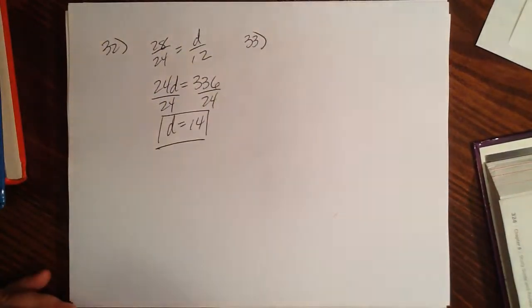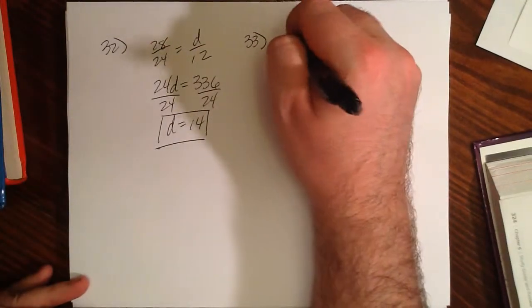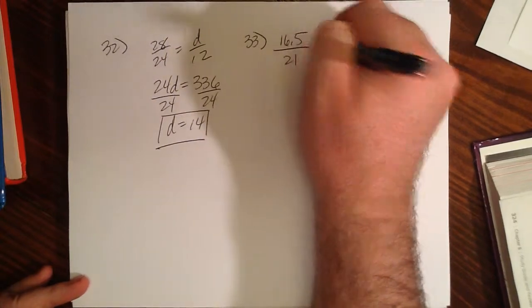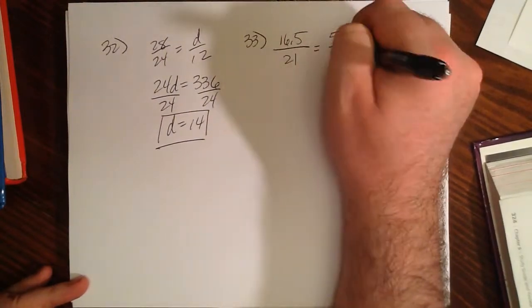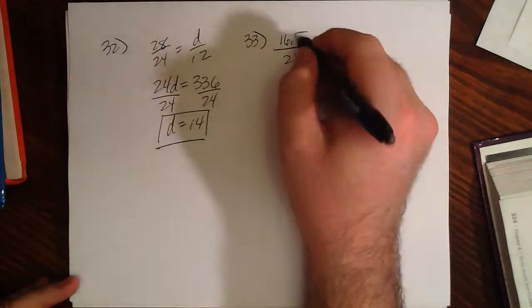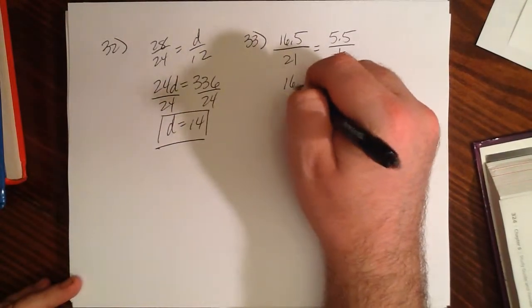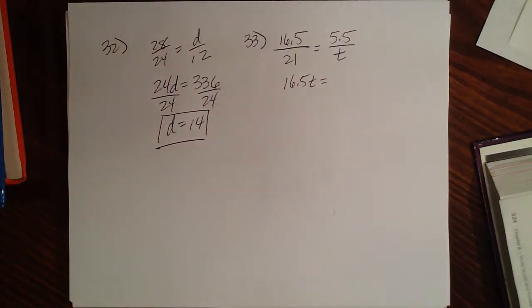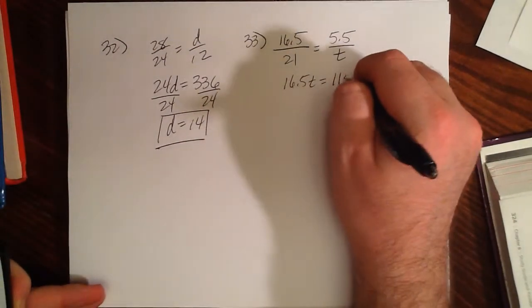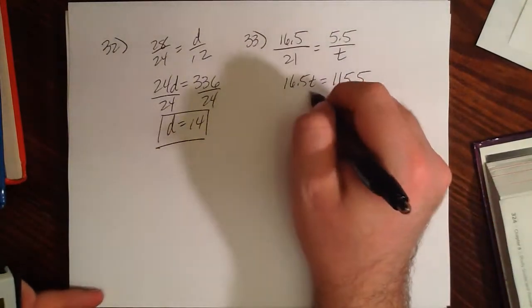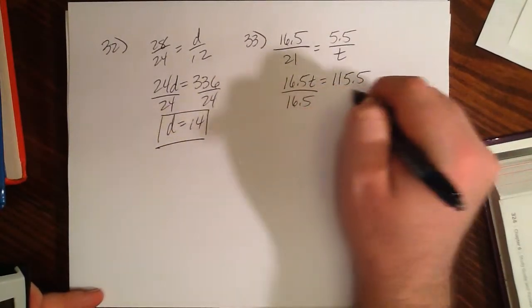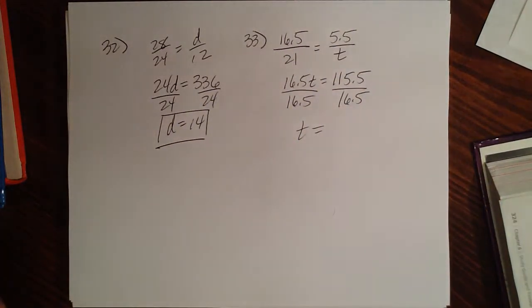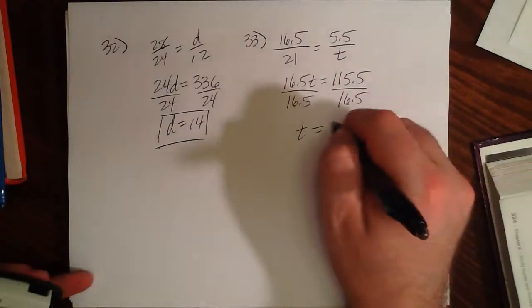Number 33 says 16.5 over 21 is equal to 5.5 over t. Cross multiply. 16.5 times t is 16.5t equals 5.5 times 21, which is 115.5. To solve for t, you're going to divide both sides by 16.5 and get t equals 7.